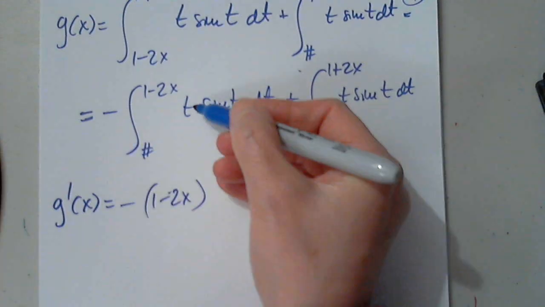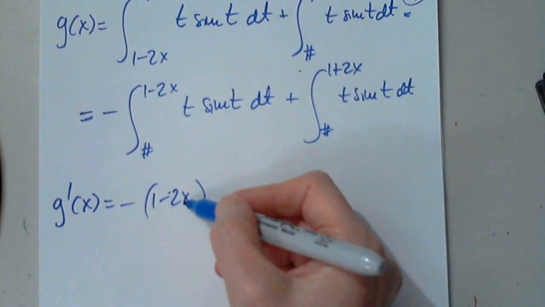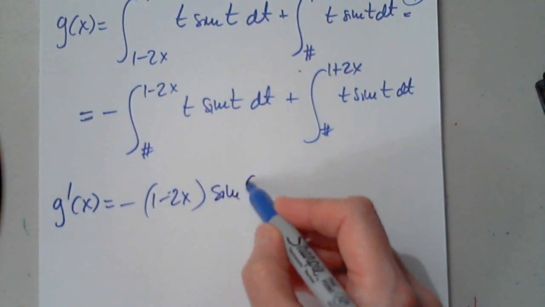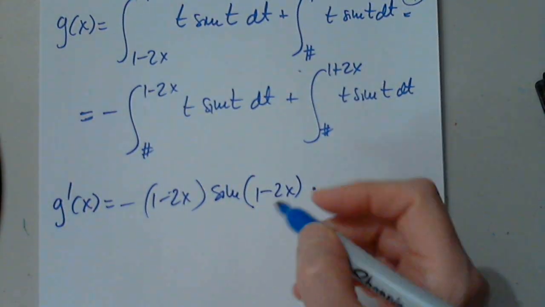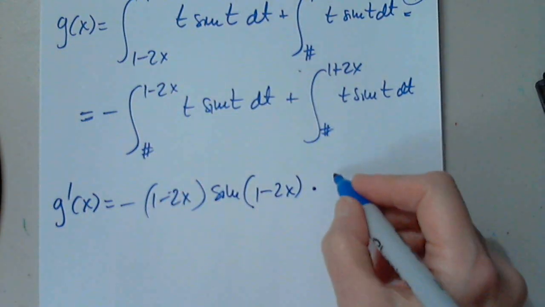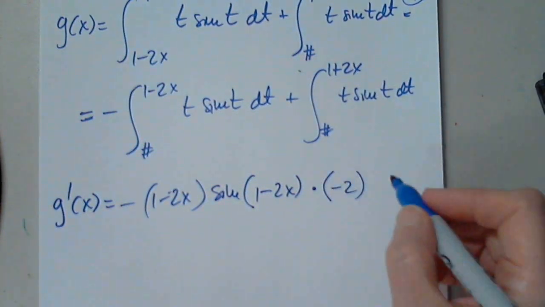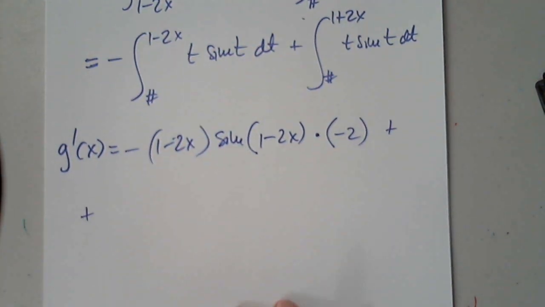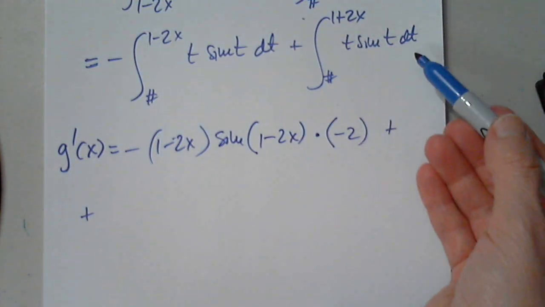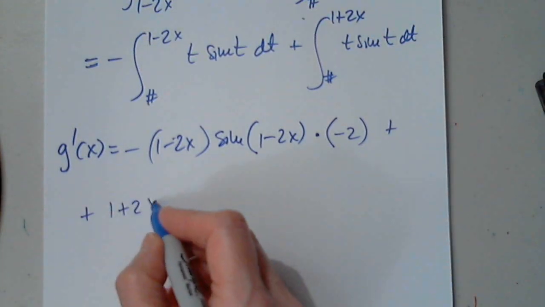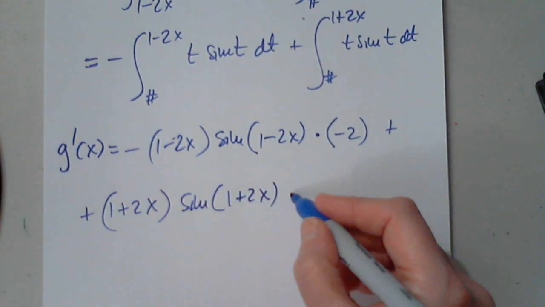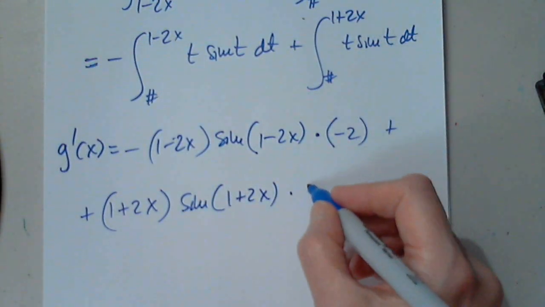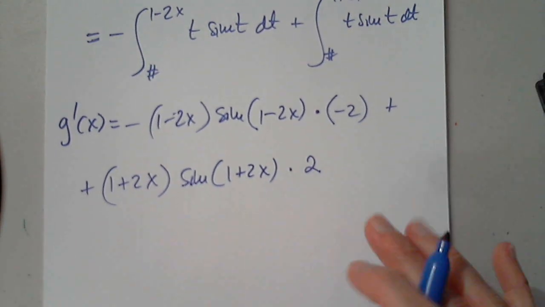x. Very good, because it's t here, and in parentheses, and yes. Sine. Yes. 1 minus 2x. Exactly. Times, because this is not plain x. -2. Exactly. Awesome. Plus. Same thing. 1 plus 2x, sine 1 plus 2x times the inner function prime, which is 2. You can leave it alone. Done.